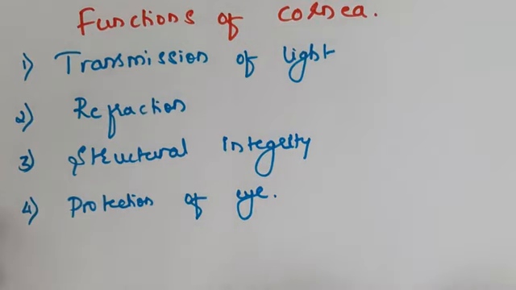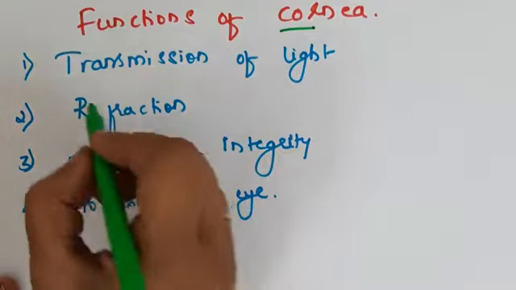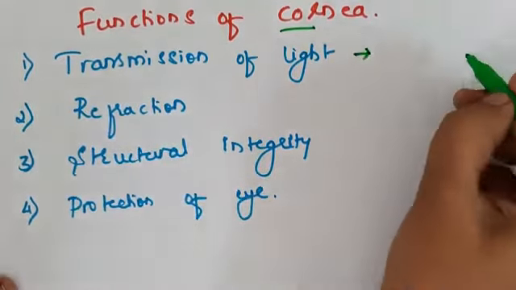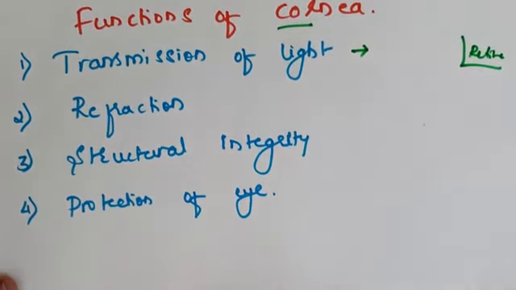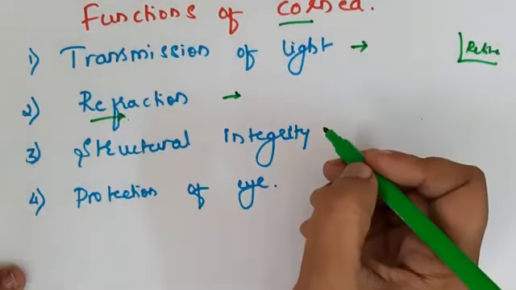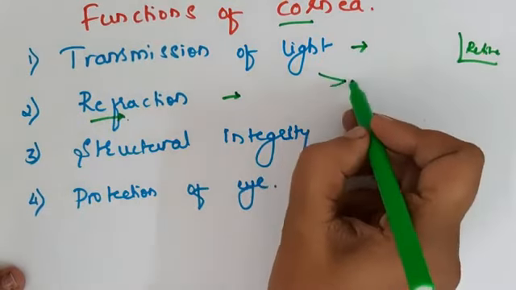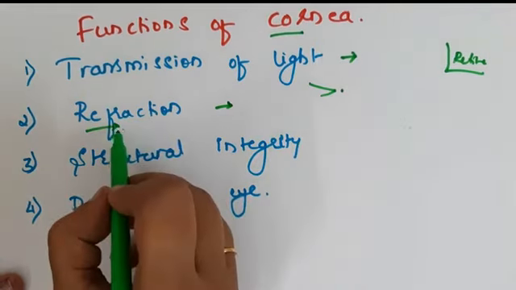So coming to the functions of the cornea, as you know, the cornea is a transparent structure. The most important function of the cornea is to transmit light from the exterior to the retina. It acts as a medium to transmit the light. The second important thing is refraction. As you know, this is a strong converging media that we have in the eye, so it will converge the light rays and focus them on the retina. The second function of the cornea is thus acting as a refractive media.